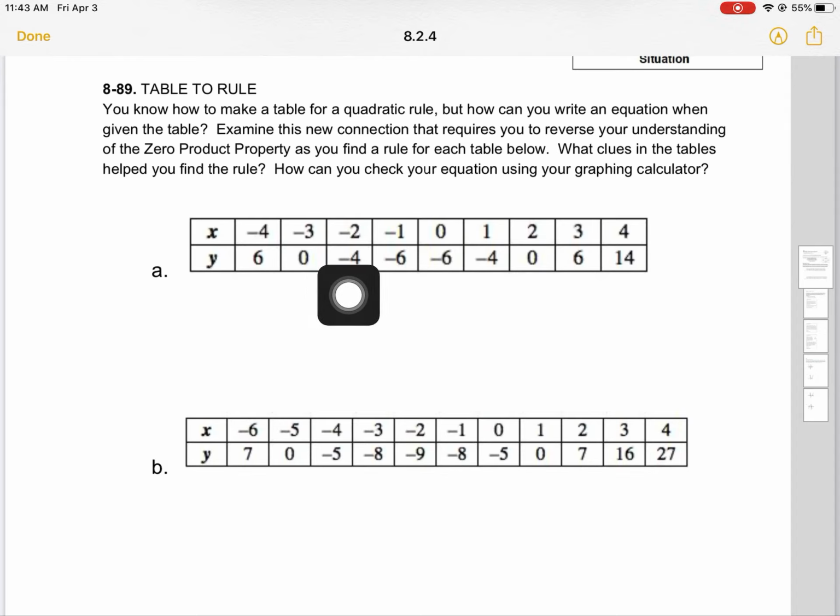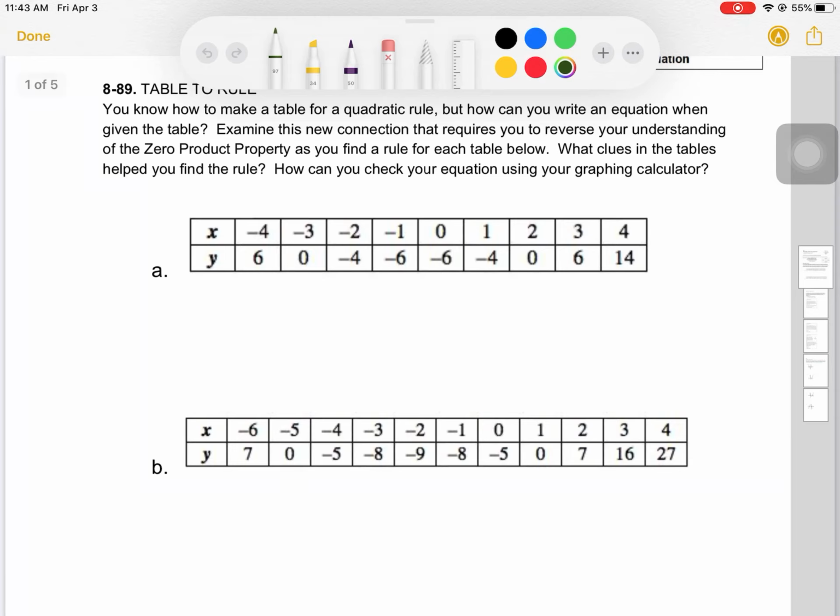You take a look at the table, you can see the symmetry happening in the outputs, 6 to 4 to -4 to -6, and then back up again. Same thing with this next table, you can see the symmetry again. On either side of the -9 for the outputs, you've got -8 and then the -5s and the zeros. So it appears to be quadratic. We're going to see if we can reverse our understanding of that zero product property and write an equation for each of these.